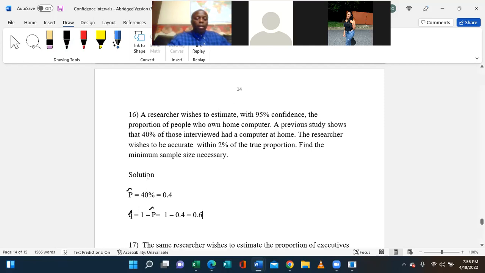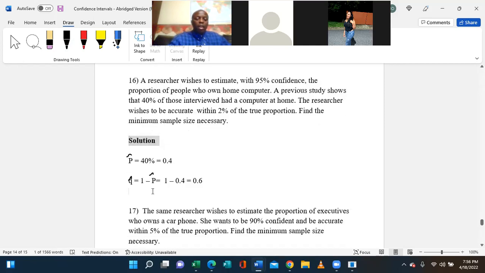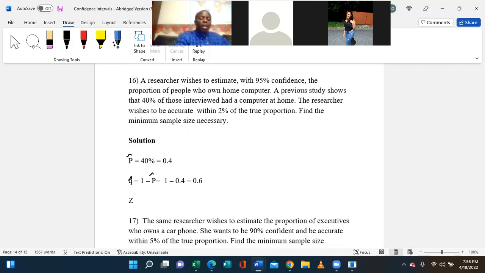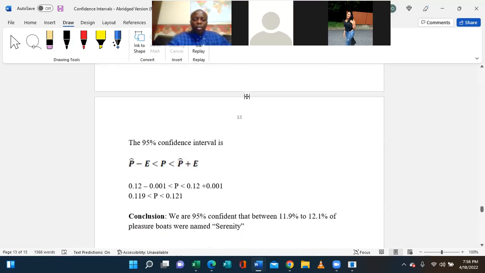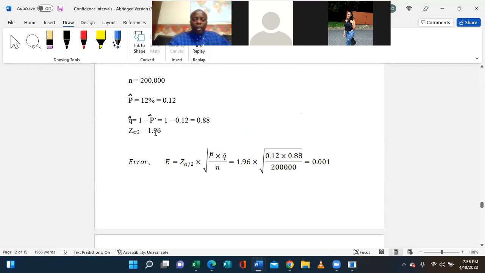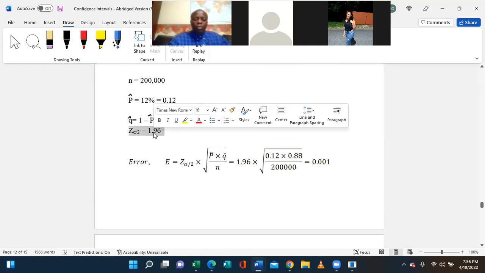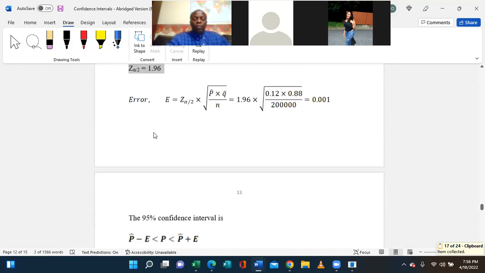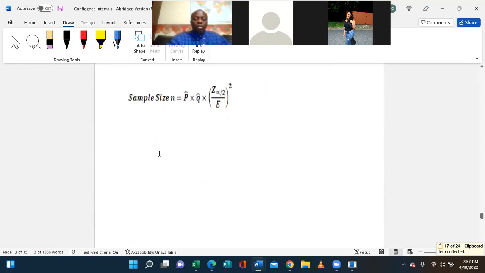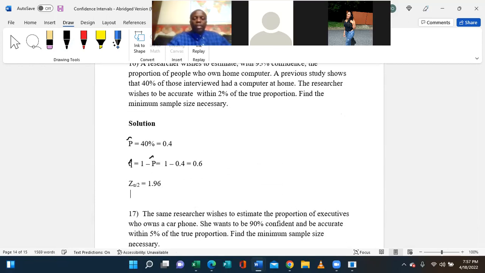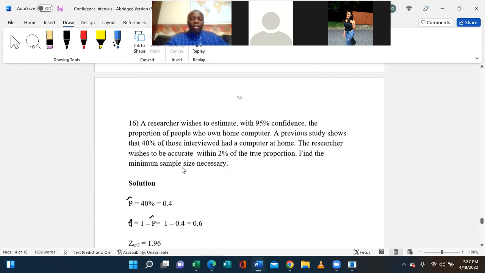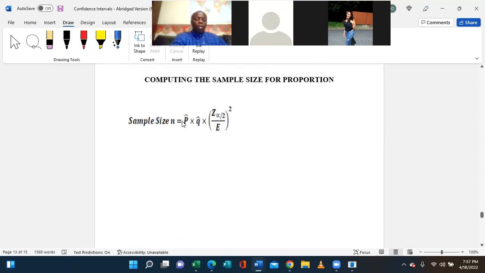Now, another thing we need is the z alpha over 2. It said 95%, so we have it already in this example: for 95%, we have it here as 1.96. Otherwise, if it doesn't give you the value, you go to the table and find it, or you estimate it using the formula I gave you last week. But here we have it already, 1.96. With this, we are able to estimate the minimum sample size using this formula.